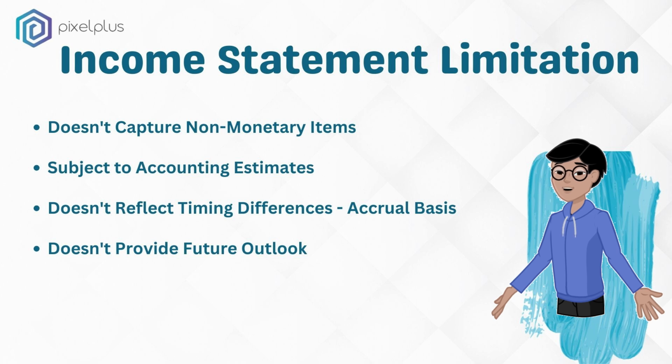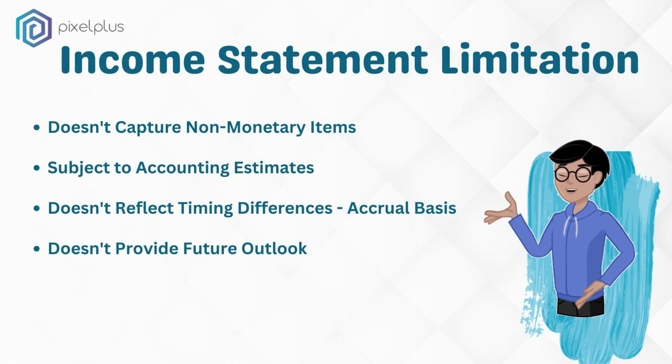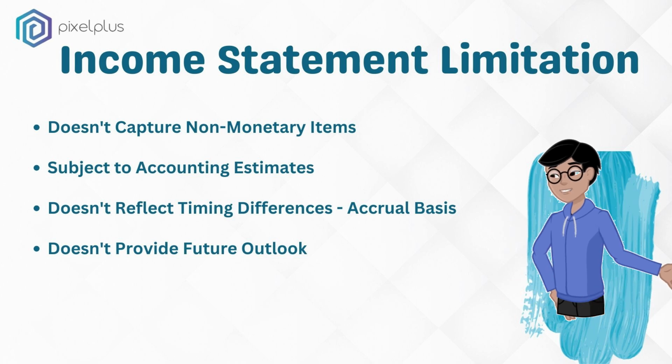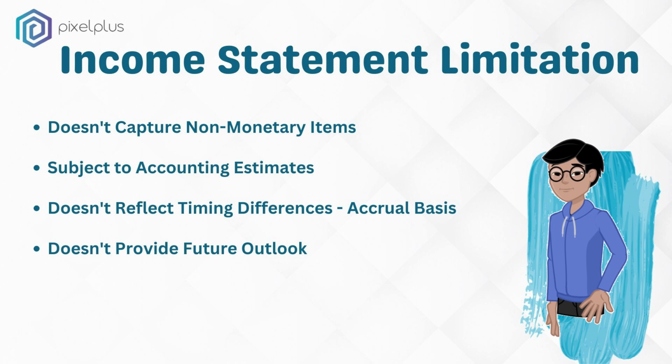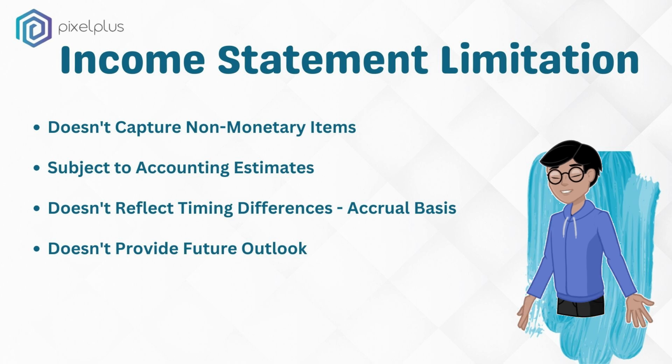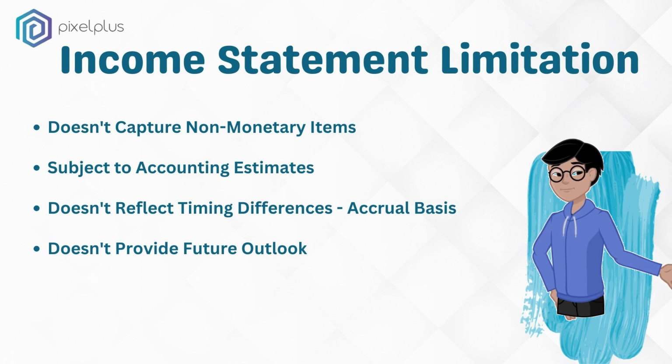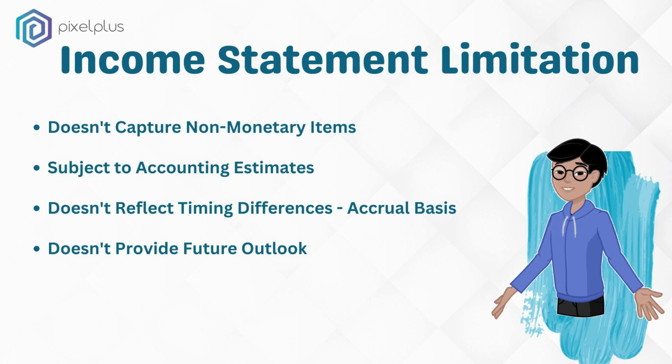While this provides a more accurate picture of operating performance, it can create timing differences that may not align with the actual cash flow. For example, revenue recognized on a credit sale or expenses recorded as accrued liabilities might not immediately affect cash. This disconnect can obscure the company's short-term liquidity position and cash flow dynamics, limiting the statement's utility in assessing cash management.